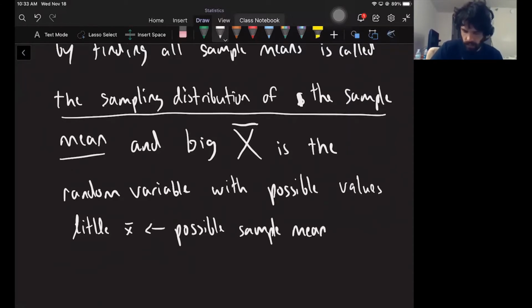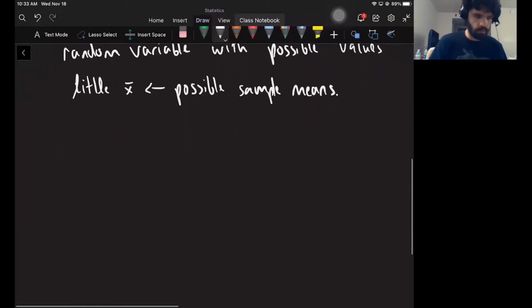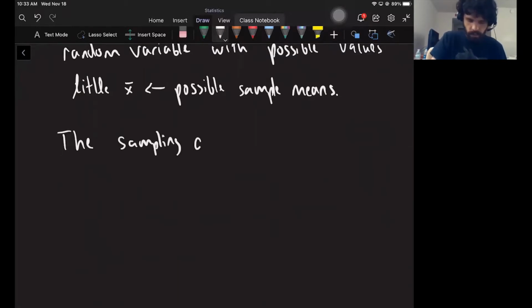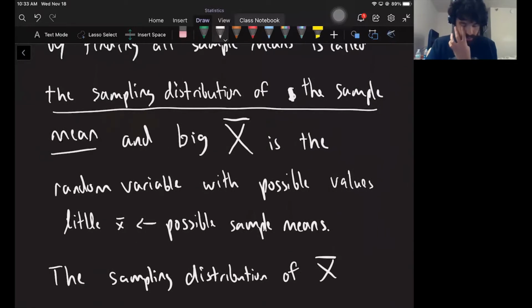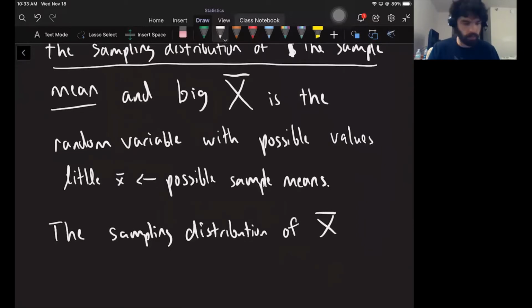So we've sort of already done this stuff last time. We just didn't say all these fancy words. So little x can be all the possible sample means that you could get. And then a little bit more notation. So now what we could do is we could call this the sampling distribution of big X bar, because big X bar is the random variable associated to the sample mean.